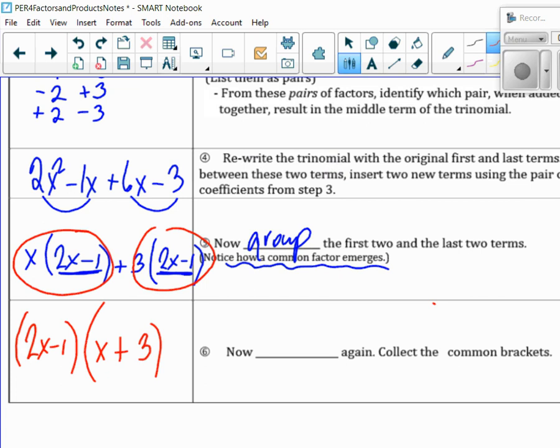So now, what did I want on this last blank here? Oh, that was to factor again, which is the common factor. I took the 2x minus 1 out, right? So do you see, this is my final answer.